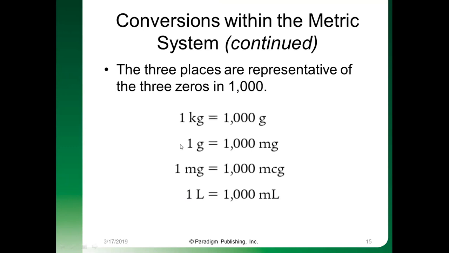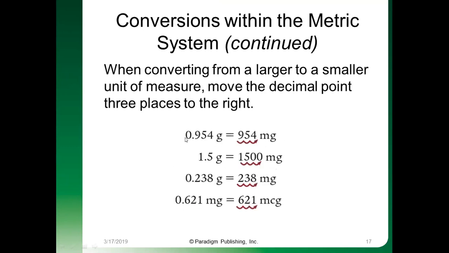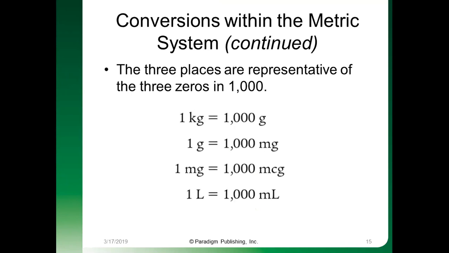So if we want to convert from 1 gram straight to micrograms, we're gonna have to move the decimal a total of 6 times. Oops, sorry. Going ahead of myself.